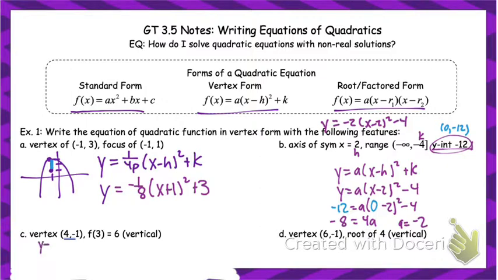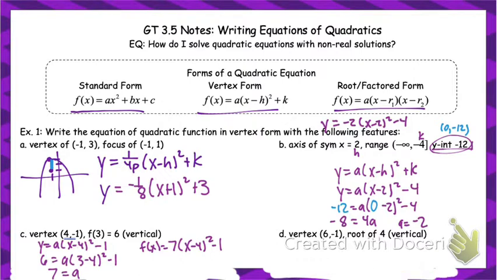So that means I'm going to use a(x minus h) squared plus k. Well, I know h and k, so I know that this is going to be (x minus 4) squared minus 1. I don't know a, though, so I'm going to use f of 3 equals 6 in order to be able to solve for a. So that means that 6 equals a(3 minus 4) squared minus 1. So a times 1 is equal to 7, so a is 7. So that means that my equation would be 7(x minus 4) squared minus 1. A lot of times in these problems, you're going to just solve for whatever that a value is.